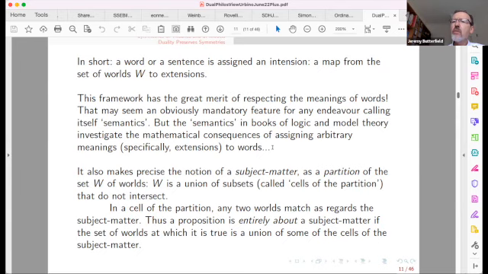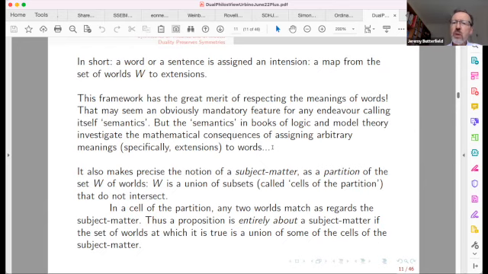When you look at books of logic and model theory, advanced logic, you will find something called formal semantics, which is really the legacy of Hilbert, in which you investigate the mathematical consequences of assigning arbitrary meanings to words, and specifically arbitrary extensions. So there's a difference between intentional semantics and the practice of logic and model theory.